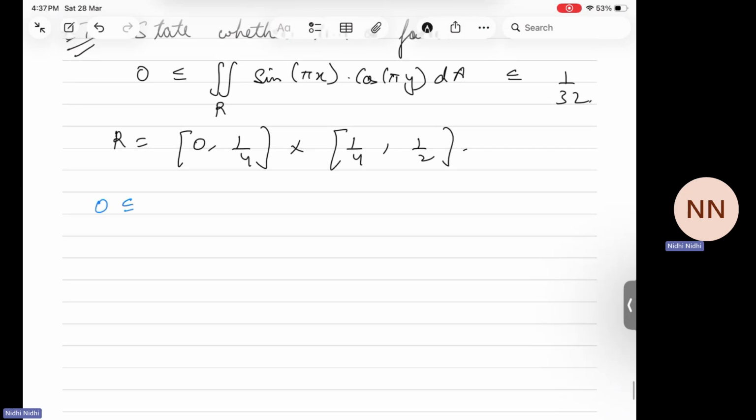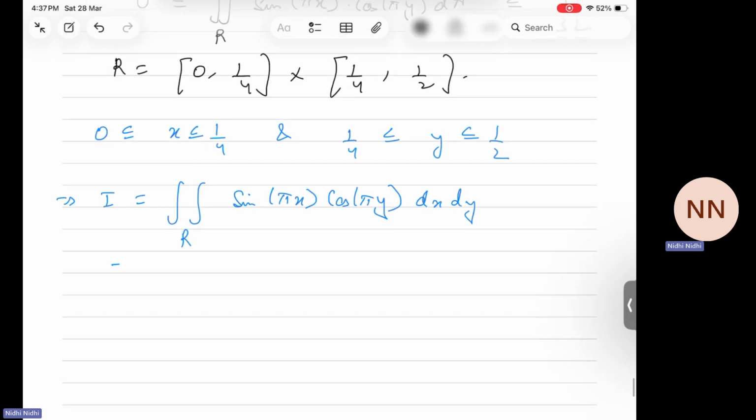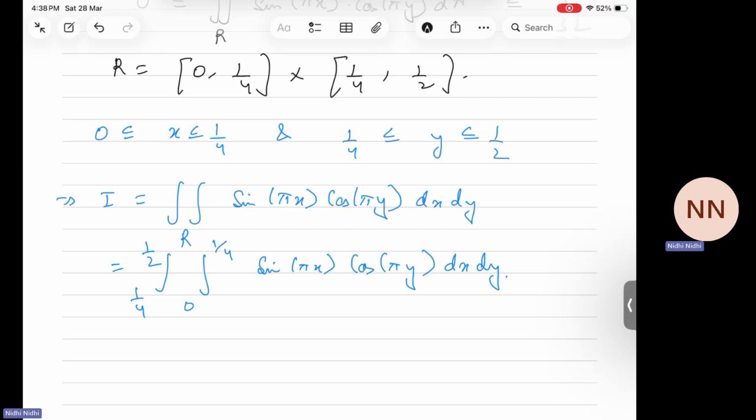We have x from 0 to 1/4 and y from 1/4 to 1/2. So the integral I, which is equal to the double integral of sine pi x cos pi y dx dy, will be equal to the integral over y from 1/4 to 1/2 and x from 0 to 1/4 of sine pi x cos pi y dx dy.